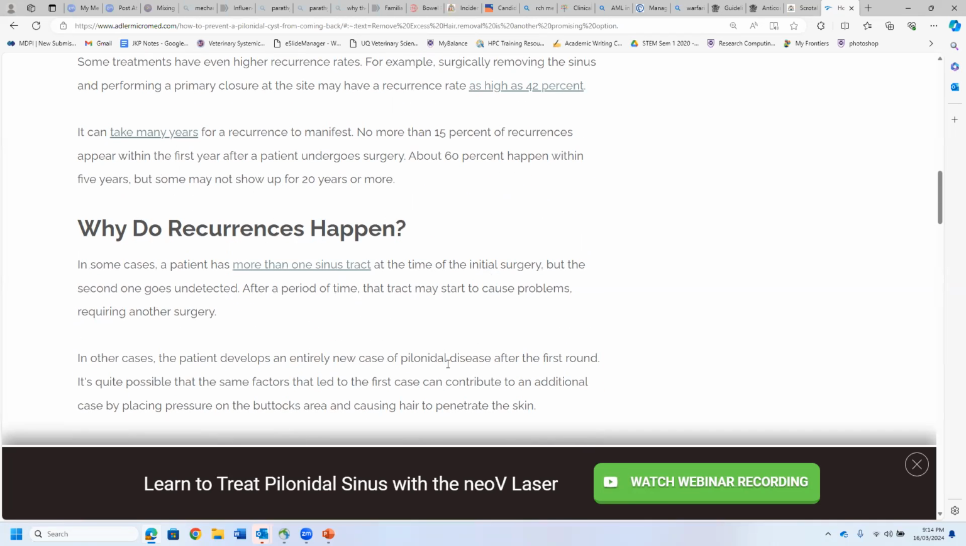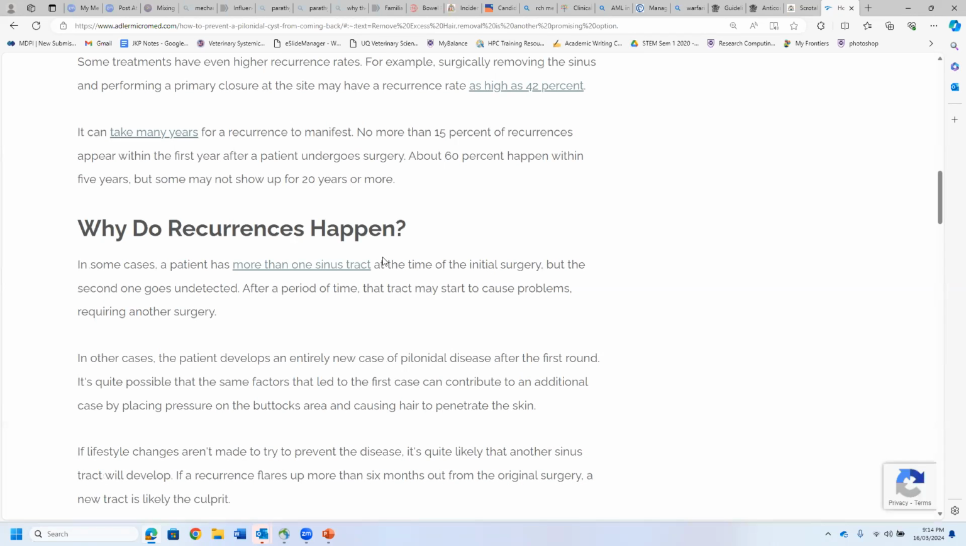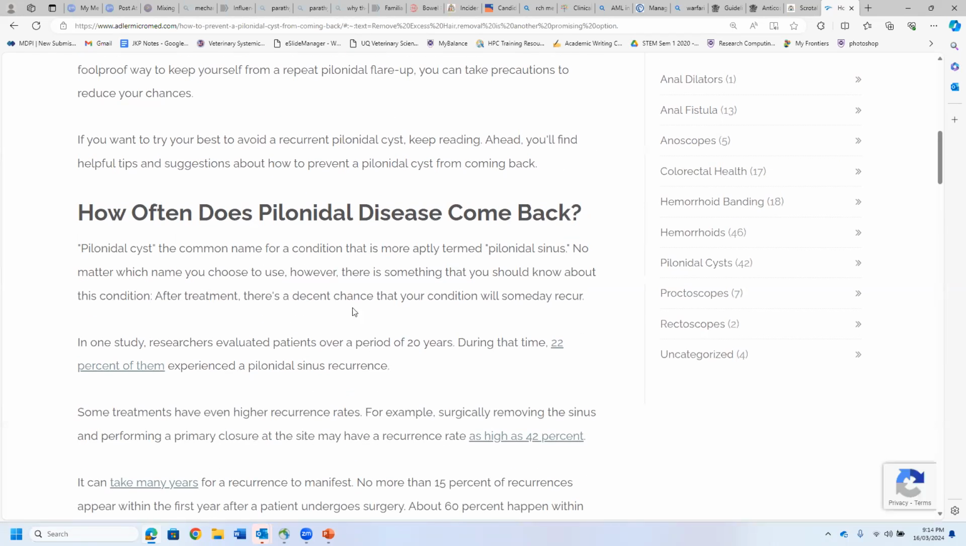It's given by the surgeons, and recurrence also occurs because the patient has more than one sinus tract. So we need to keep the sinus tracts clean. And the only way we can do that is to prevent hairs from getting impacted in them.